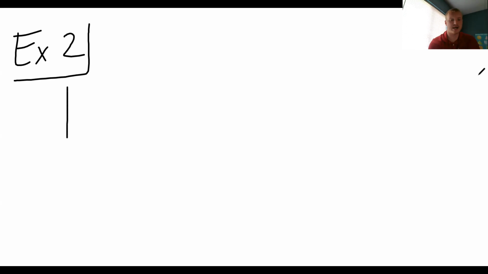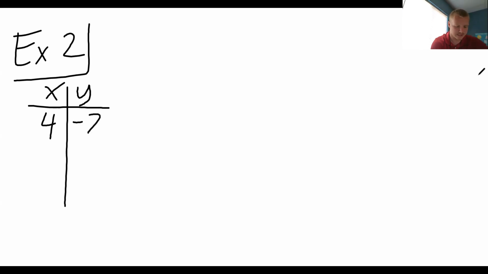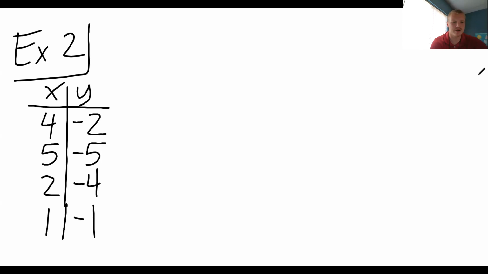Reflections, to me, I think they're a little bit easier. So I'm going to draw the one right out of the book because they did smaller points. So my X is going to be 4, negative 2. This is on page 103. 4, negative 2. Then for letter E, I have 5, negative 5. For F, I have 2, negative 4. And then for G, I have 1, negative 1. So those are my initial points.